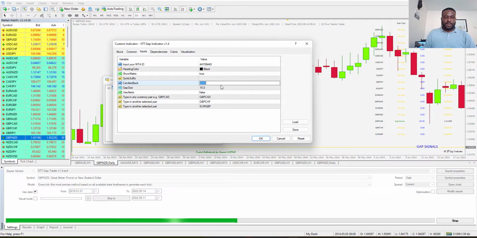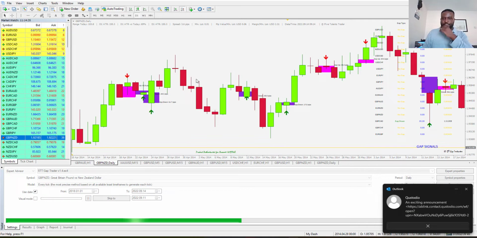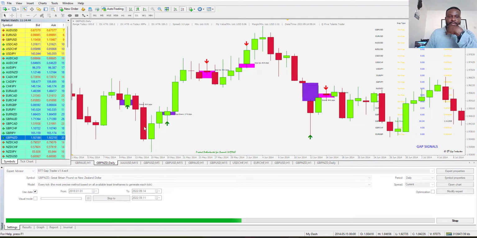So I'm looking back to 2000. Let me go 5,000 candles. I'll see if I get to this point here. Okay, I do. So you can see, I can get back to 2014 to see what price had done. So you can see gap up, close, gap down, up, up, gap down, up, up, down.